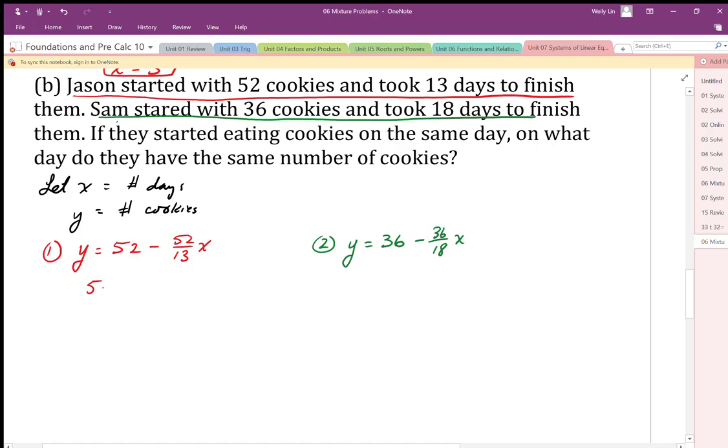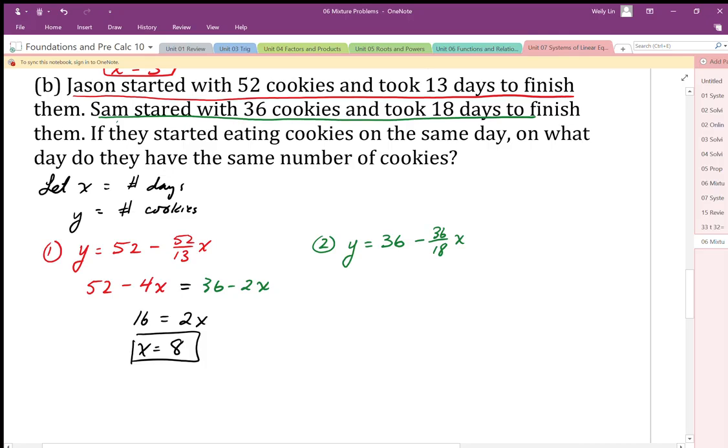So I have 52 minus, and I'm going to simplify that to 4 cookies a day, and that number of cookies is going to be equal to the number of cookies that Sam has, which is going to be 36 minus 2x. Okay, so at some point they're going to have the same number of cookies. So solving this relationship, I've noticed that when I made them both equal to y, I've eliminated the y variable. I can now solve this. So I'm going to subtract 36 from both sides, subtract 4x from both sides. So when x equals 8, or on day number 8, they have the same number of cookies.